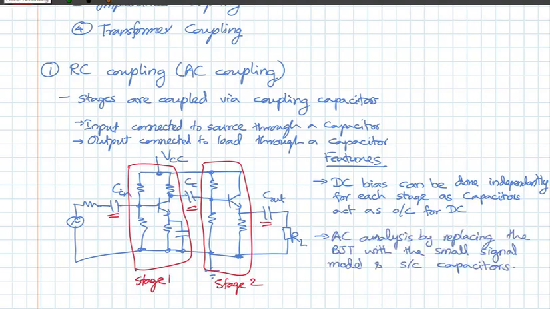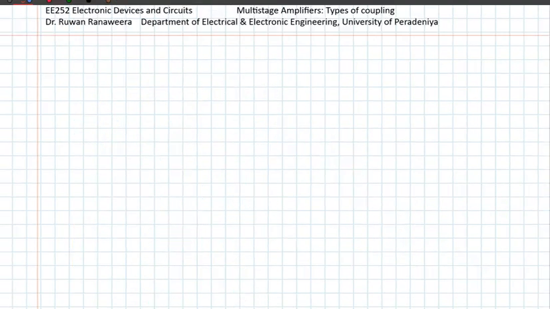So that's about the RC coupling. It is the simplest to analyze because we don't have to worry about each different stage. You can analyze separately and connect if needed. But the next one that we're going to talk about is the direct coupling. Number 2 is direct coupling.